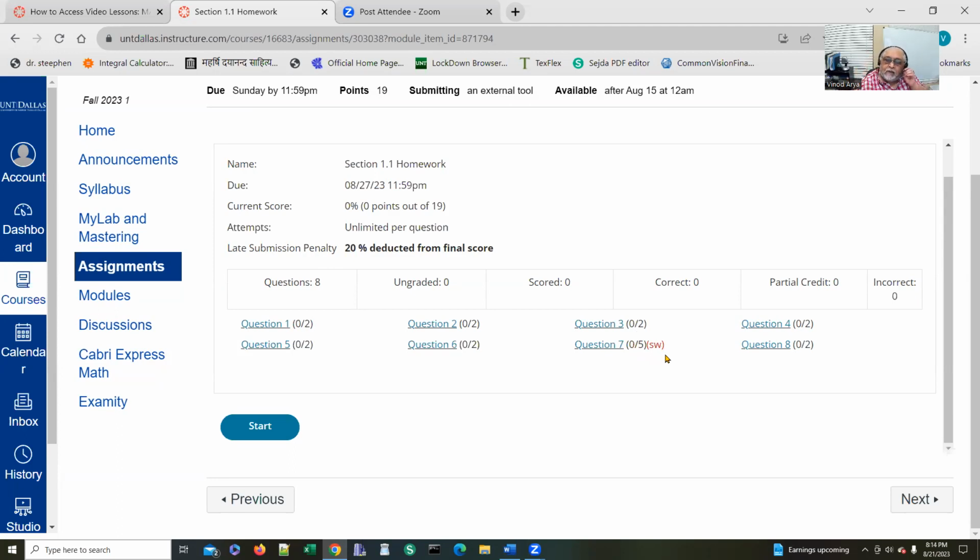And what this means is, this is an extra credit question in the assignment. It is worth 5 points. All other questions are 2 points, if you would see. So this is an extra credit question. And what you have to do is, SW means that you have to show me the work for solving this question, and then you have to scan it and upload it into the Canvas or send it to me via an email to get the extra credit.